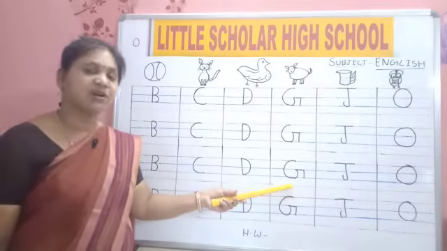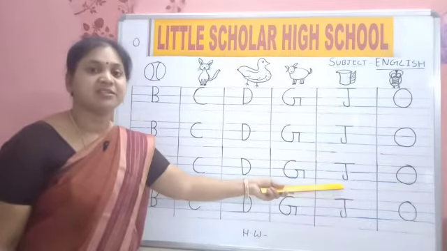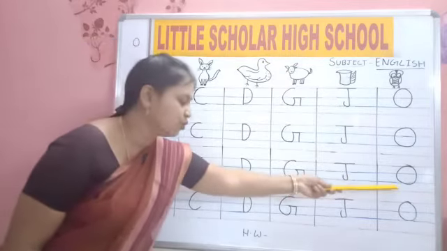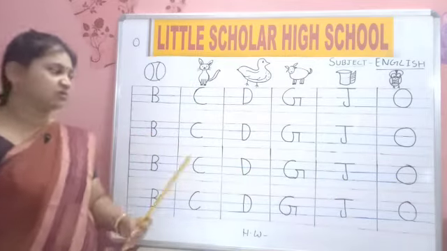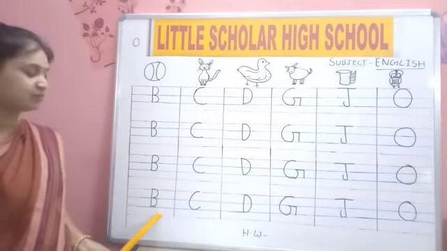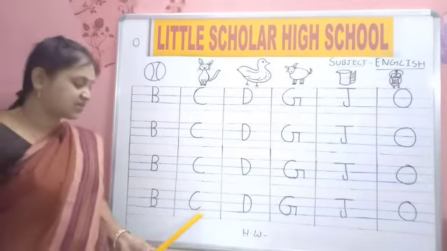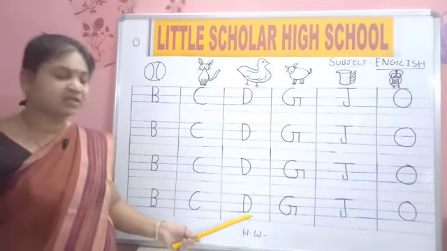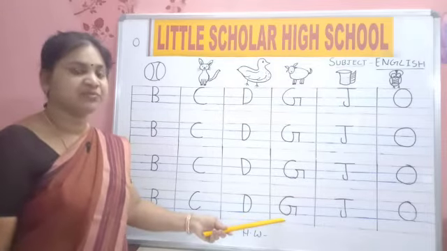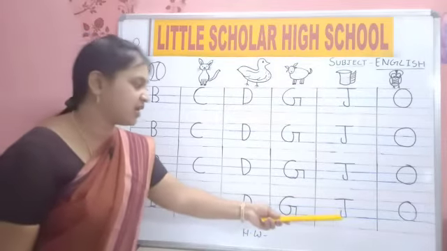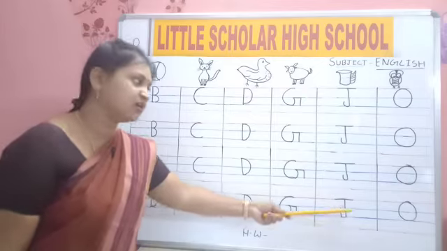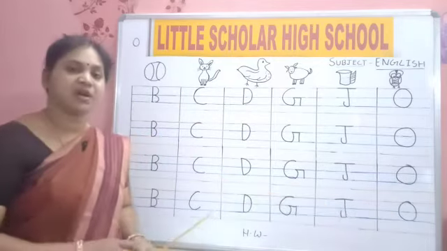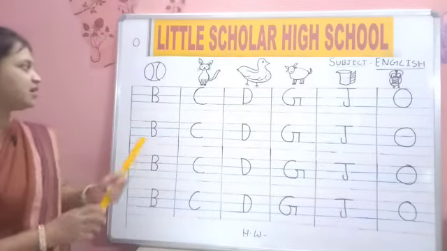G. G for goat. J. J for jug. O for owl. Once again. B. B for bat. C. C for cat. D. D for duck. G. G for goat. J. J for jug. O for owl. Okay, once again shall we read?